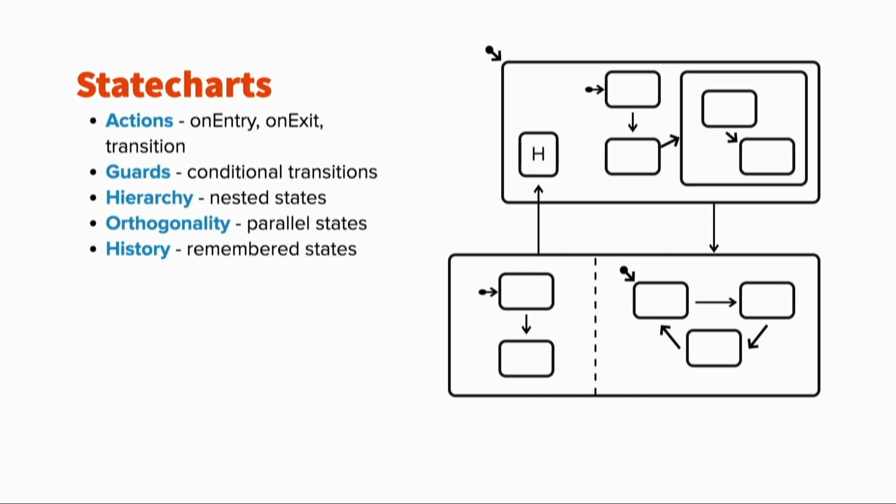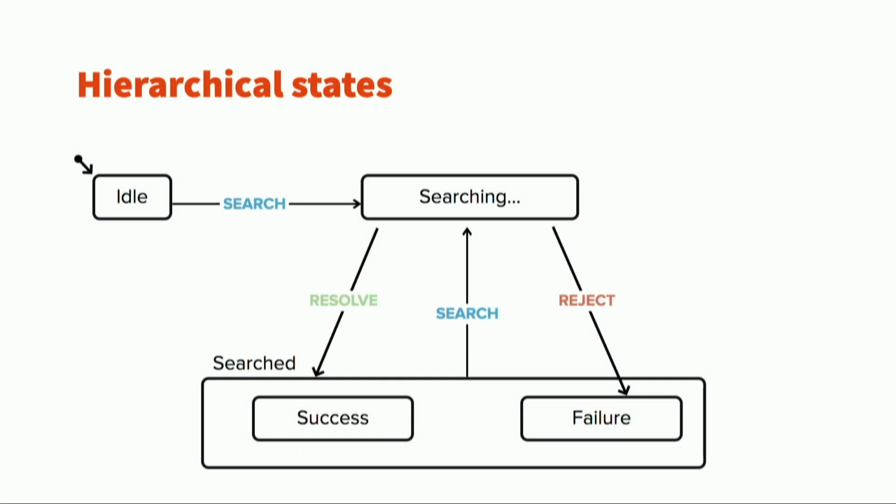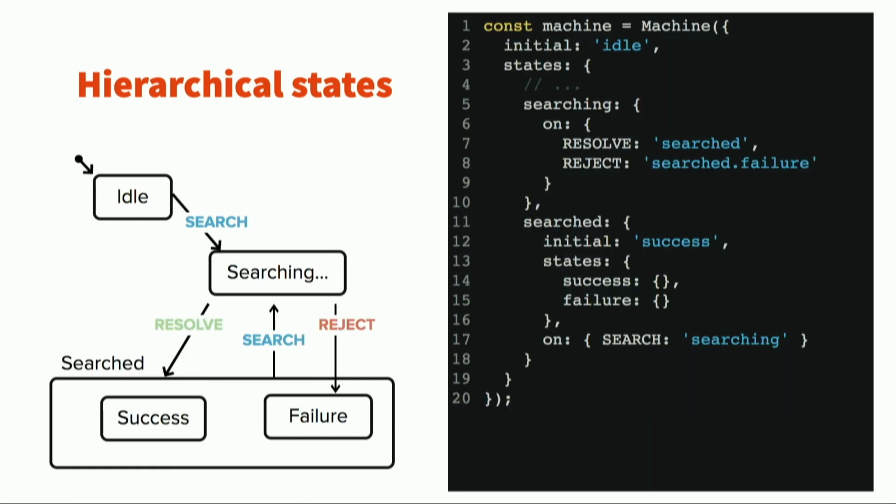Now, state charts were invented by a computer scientist by the name of David Harel in 1987 in order to simplify the combinatorial explosion of states that he saw happening with typical finite state machines. So one way that hierarchical states simplify is by grouping similar behavior together. For instance, in this state machine, we know that in the success or failure state, when we search, we go back to the searching state.